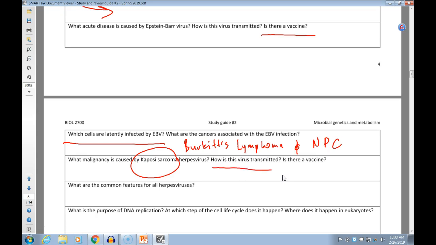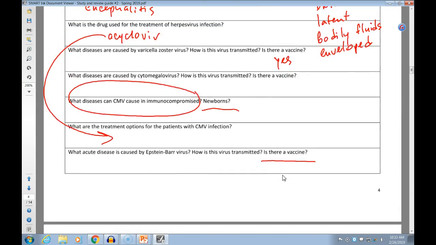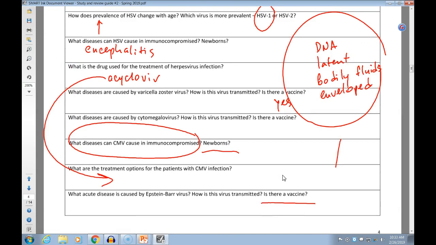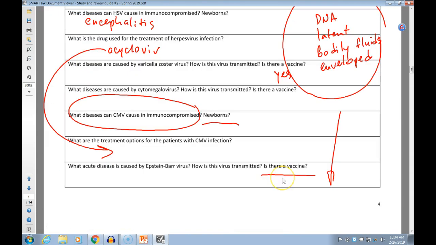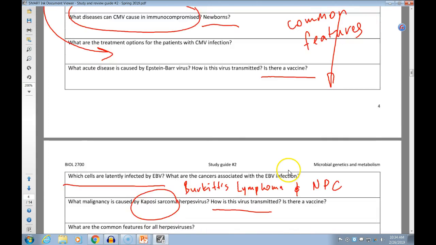So common features we just mentioned. We're good? Do we need to highlight them again, or are you fine? Fine? They were mentioned right here. So that's your common features.